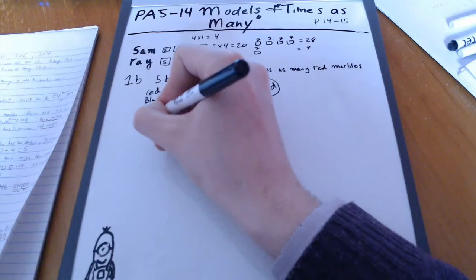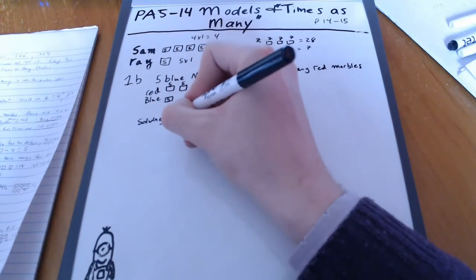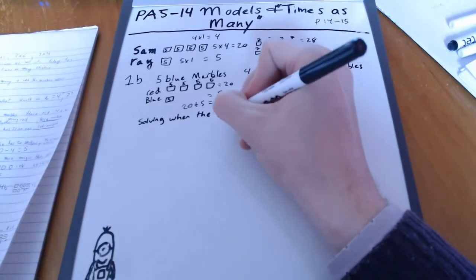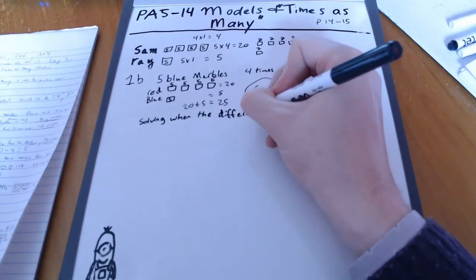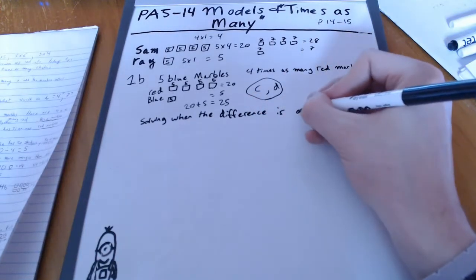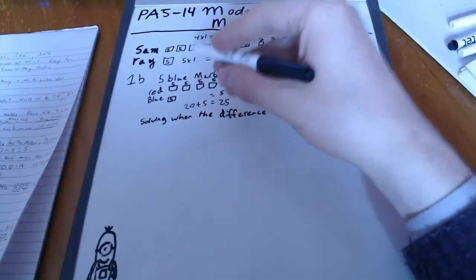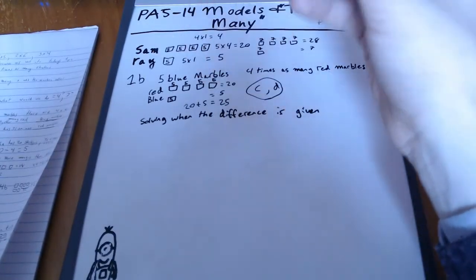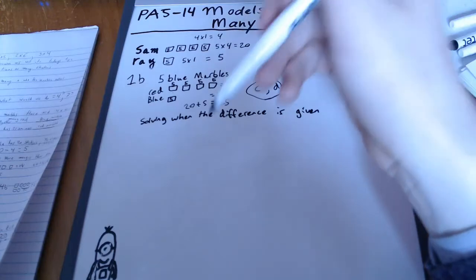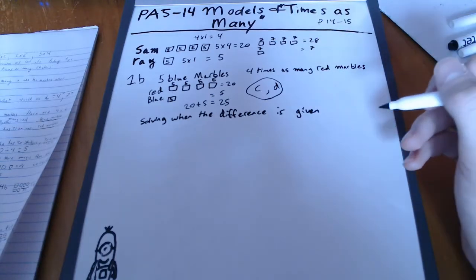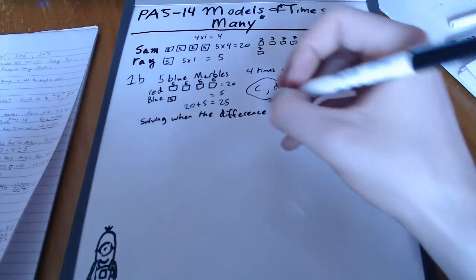So solving when the difference is given. So sometimes the total is being given, sometimes the smallest number is being given. Now we want to know, how do we solve when the difference is given? Because that's a whole another game there. So when the difference is given, that is like me doing this, and I can show you this.